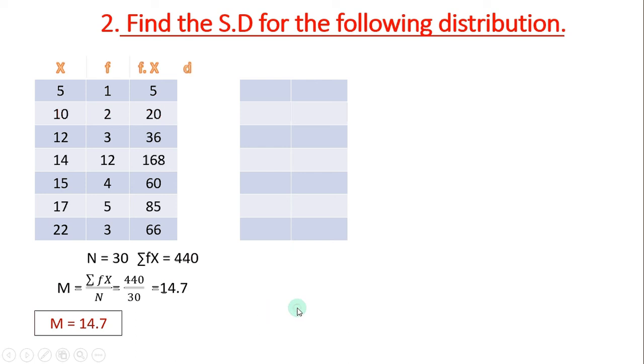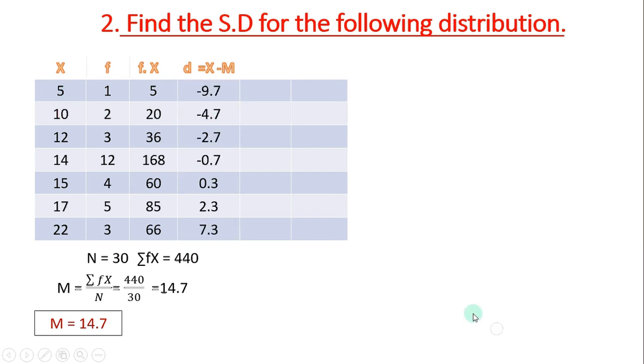Now you know d is equal to x minus m. So x is here 5. 5 minus 14.7 will give minus 9.7, and then minus 4.7, minus 2.7, minus 0.7, 0.3, 2.3, 7.3. Now square it, d square. So 9.7 times 9.7 is 94.09. Like that, we square all the d's and get these values.